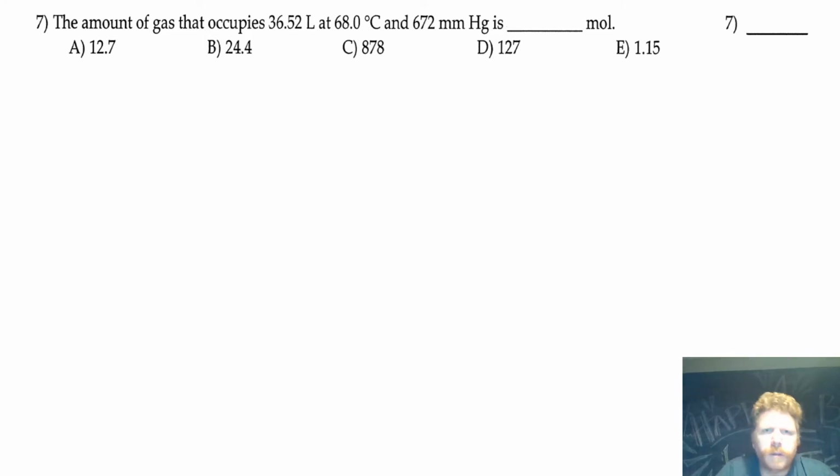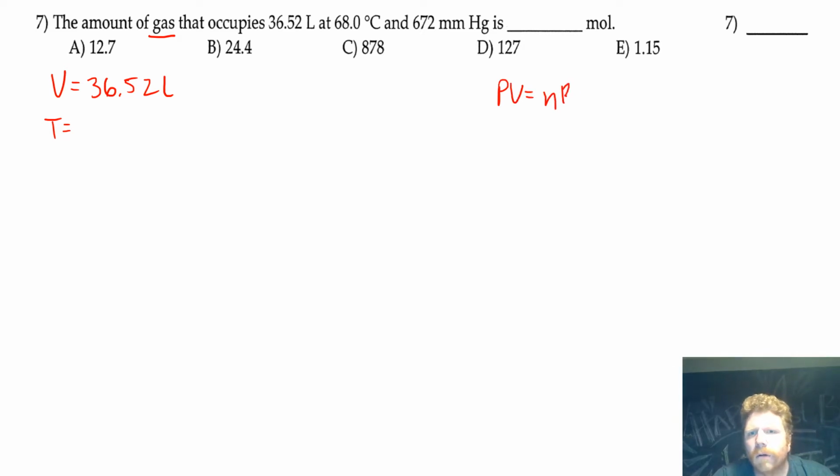Okay, so there are a couple things that you have to recognize about this. The first is that this is talking about a gas, and with a volume of 36.52 liters and a temperature, this is probably dealing with the ideal gas equation, which is PV equals nRT. You have to manipulate this algebraically to figure out what we're actually trying to solve for.